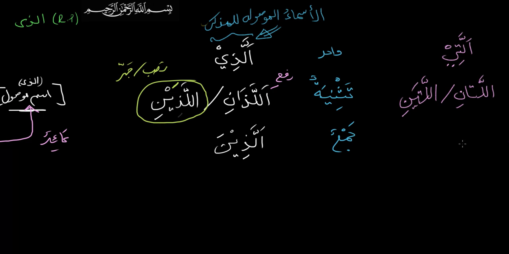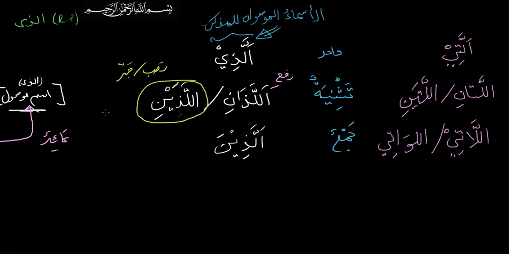And jama is a little interesting. There are two jamas, okay? The jamas are allati and allawati. Okay, now look.